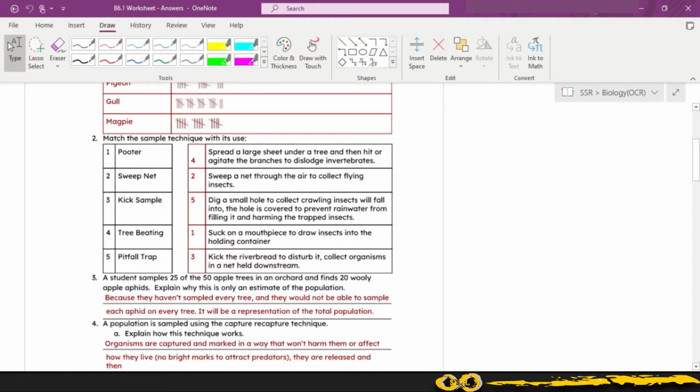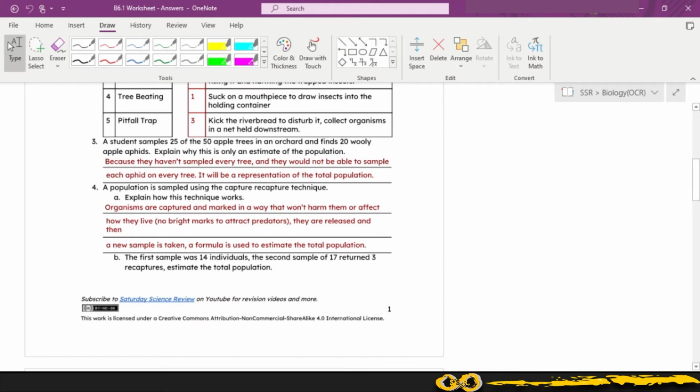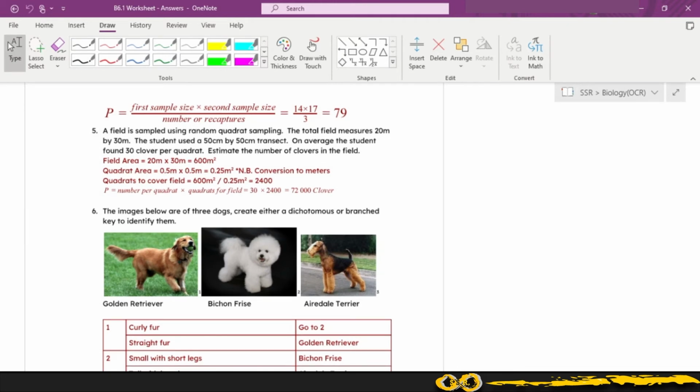They're then released and eventually recaptured after a set amount of time. You take a new sample and then you use that formula to estimate the size of the total population. Part B asks you to do that with a 14 individual sample, a 17 individual sample, and then 3 recaptures. So there you have your answer. So 14 in the first sample, 17 in the second sample, and that divided by 3. Make sure you enter this properly into your calculators so that you don't have some sort of funky BODMAS going on, and you get 79.